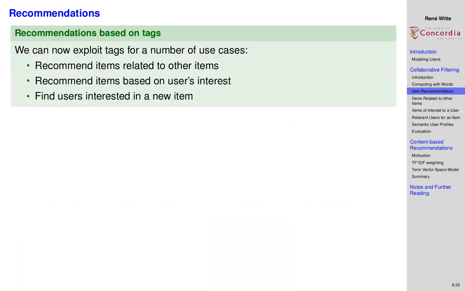Now we want to go one step further. We want to do more recommendations. We want to personalize them. So the first thing we have already done, we have recommended items related to other items, but now we also want to be able to recommend items based on the interest of a user, and also do it the other way around. When we have a new item coming in, a new video being uploaded, we want to find out which users would be interested in it.